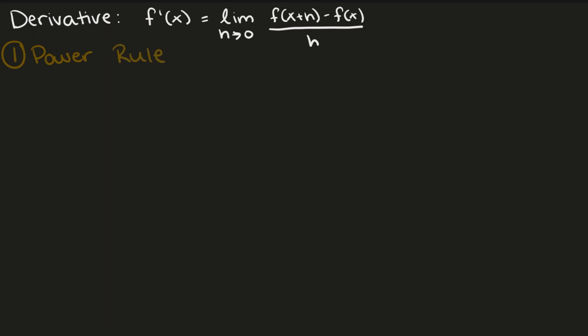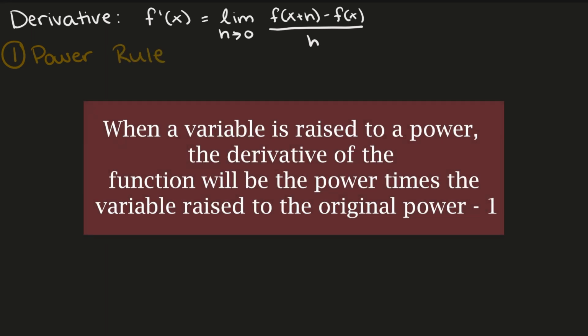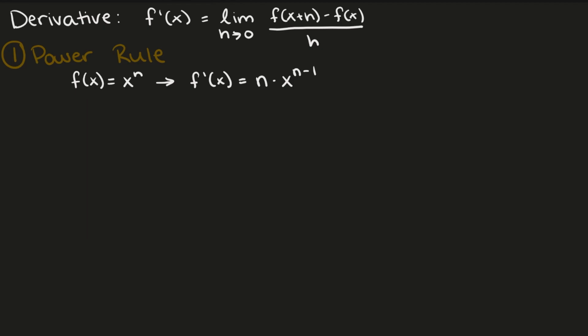So the power rule says that when a variable is raised to a power, the derivative of the function will be that power times the variable raised to the original power minus 1. That means if we have f of x equals x to the n, then our derivative, f prime of x, will be equal to n times x to the n minus 1. Basically, we take this n and we bring it down, and then we subtract 1. That's all we're doing whenever we take the power rule.